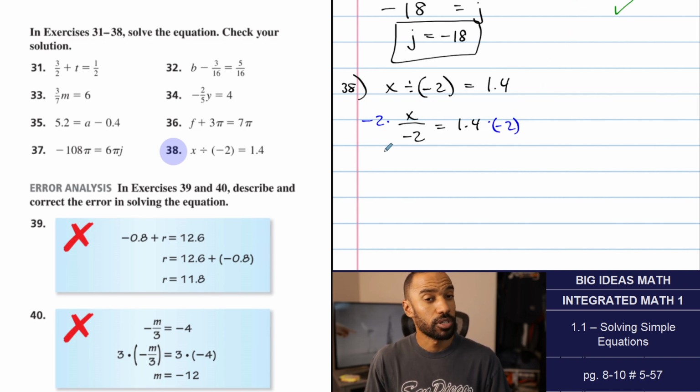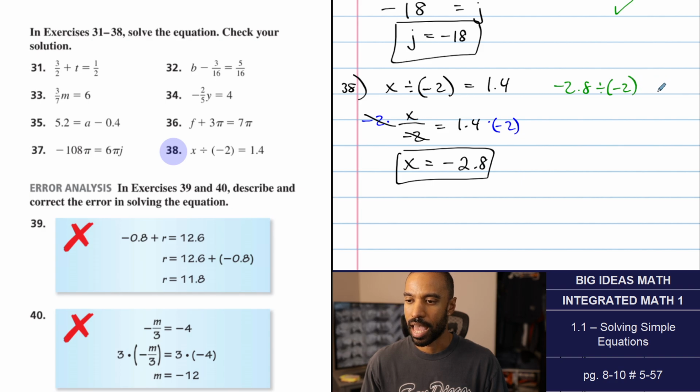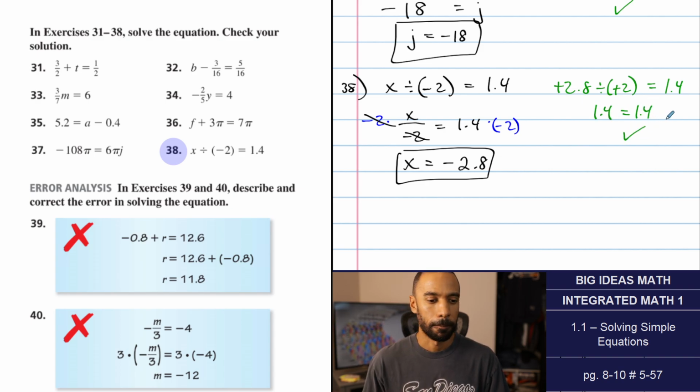All right, well, 14 doubled is 28. So negative 1.4 doubled will be negative 2.8. Negative 2.8, that's my story, and I'm sticking to it. For x, that's negative 2.8 divided by negative 2. Negative divided by negative is a positive. Let's start there. 2.8 divided by 2, half of 2.8 sounds like 1.4 to me. And we're all good.